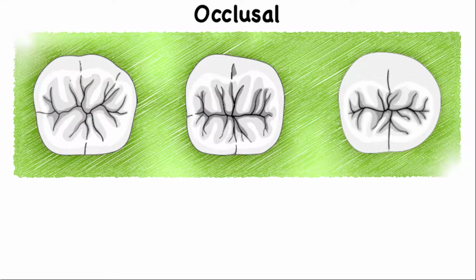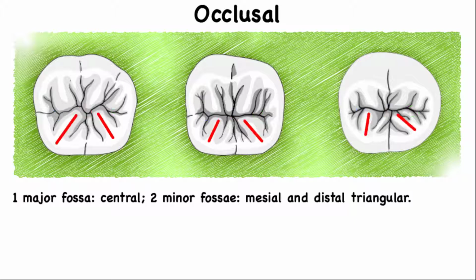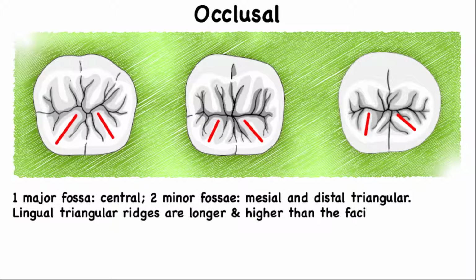In all the molars, there are 3 fossae on the occlusal surface. Of these 3, one is a major fossa, that is central, and 2 are minor fossae, that is mesial and distal triangular fossae. So amongst these 3 fossae, the central fossa is the largest and the distal triangular fossa is the smallest. The lingual triangular ridges are longer and higher than the facial triangular ridges. So lingual triangular ridges are more prominent.